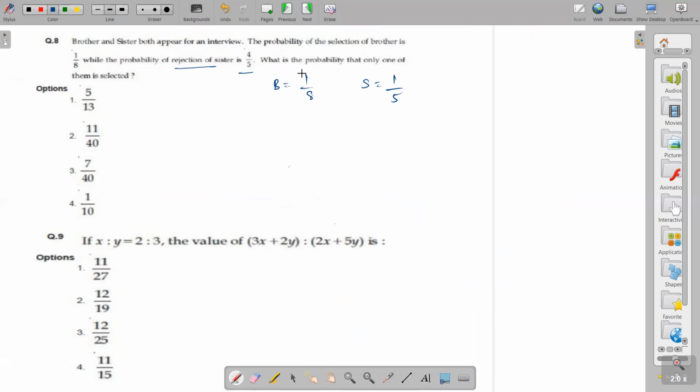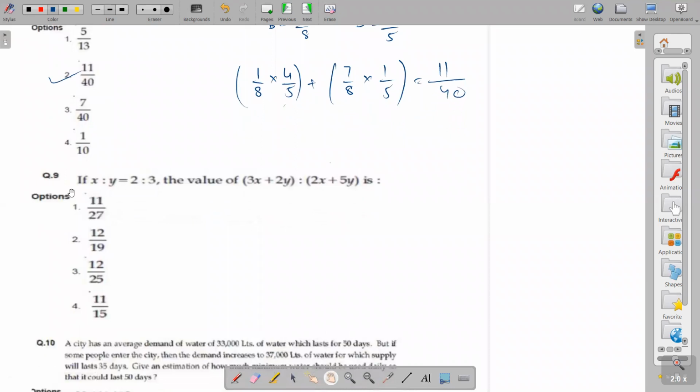So what we have to do? We have to find the probability that only one of them is selected. When brother is selected, 1 by 8, sister will not be selected, 4 by 5. When brother is not selected, 7 by 8, sister will be selected. Now we have to add 4 plus 7, numerator will be 11. So this is the answer, and denominator is 40. Option 2 is the answer.